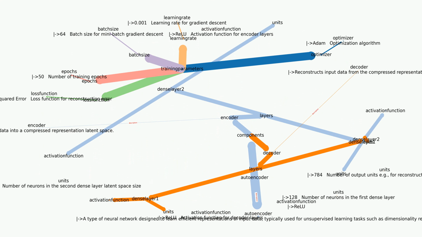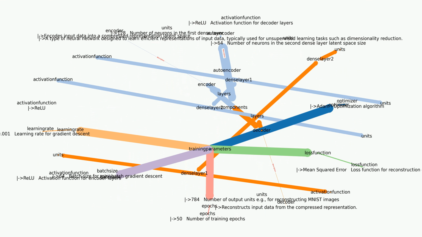Dense layer 2. Units: 784, the number of output units, e.g. for reconstructing MNIST images. Activation function: sigmoid activation function for output, typically sigmoid for image reconstruction.